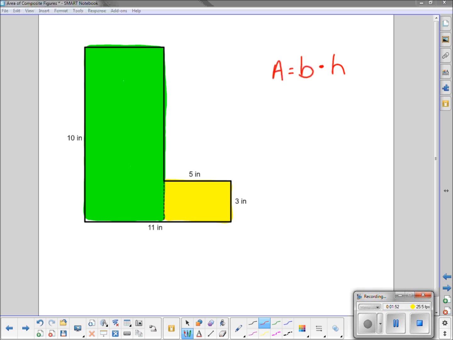And the base is usually a measurement found at the bottom of the shape. Well, because I understand that opposite sides of a rectangle are the same, I know that since I have a measurement up top of 5 inches, the bottom of this rectangle will also be 5 inches. Therefore, I can begin filling out my formula. Area equals 5 times the height, which is 3. Now, when I multiply those together, I figure out that the area of the yellow rectangle is 15 square inches.